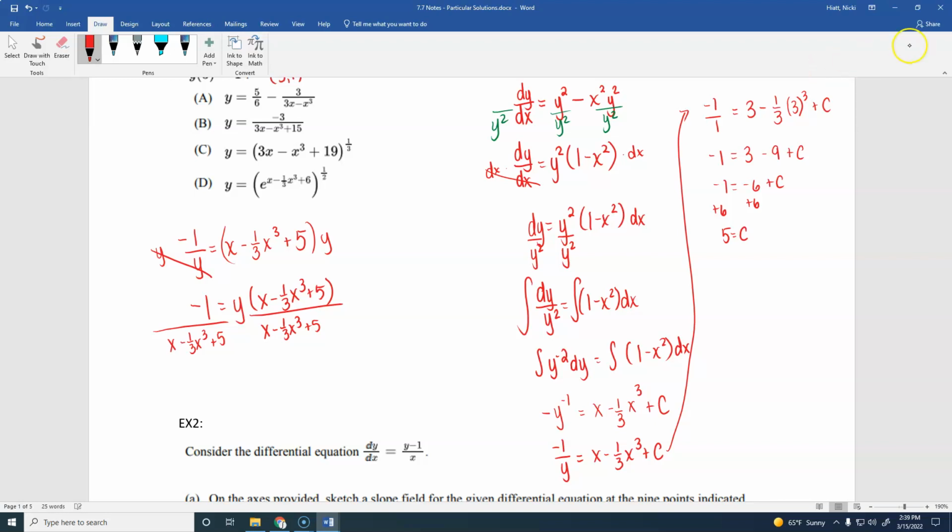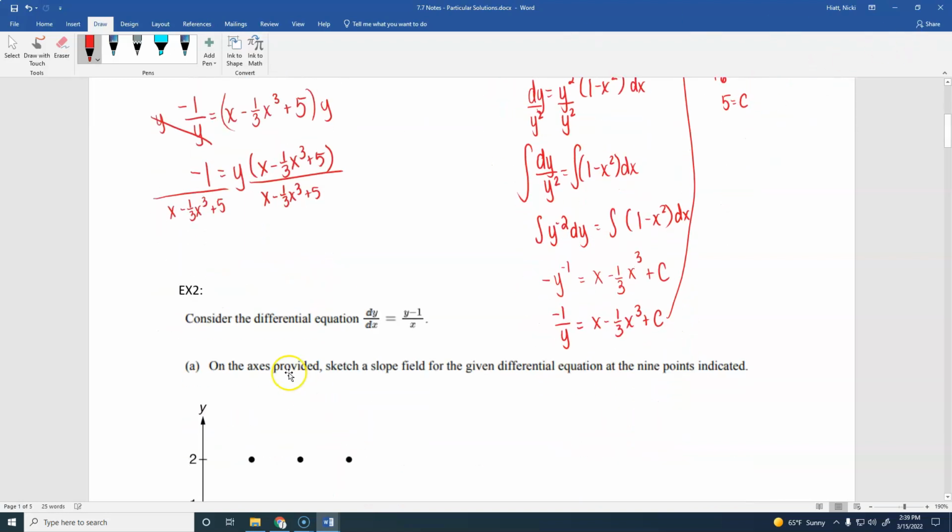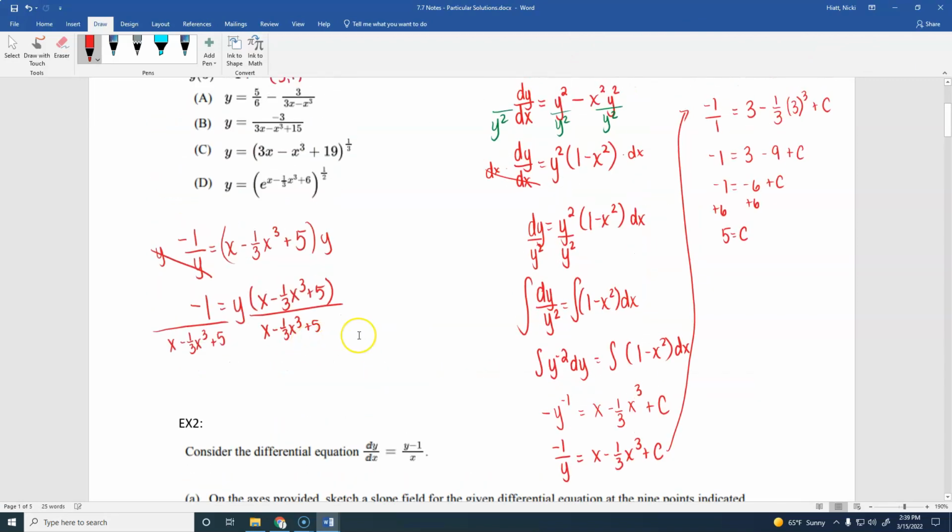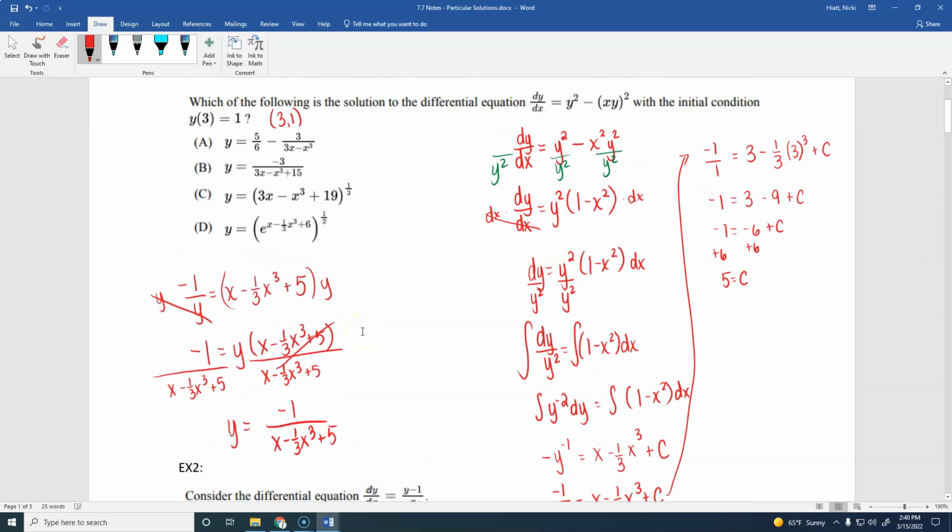They usually will say, we'll see on the next problem how they word that, but they usually ask you to solve for y. So you would have to do this. So you would have y equals -1 over x minus 1/3 x cubed plus 5. Now, on free response, it'd be okay to leave it like this, but it is not an answer choice.